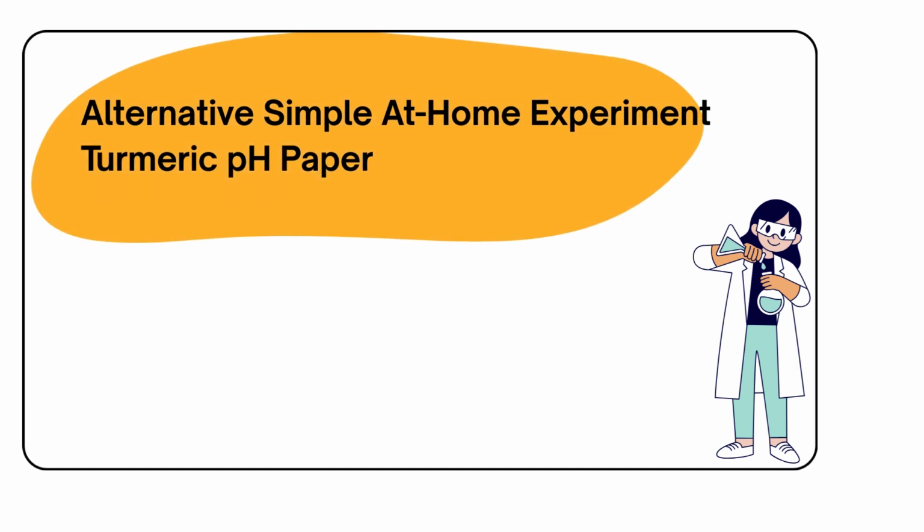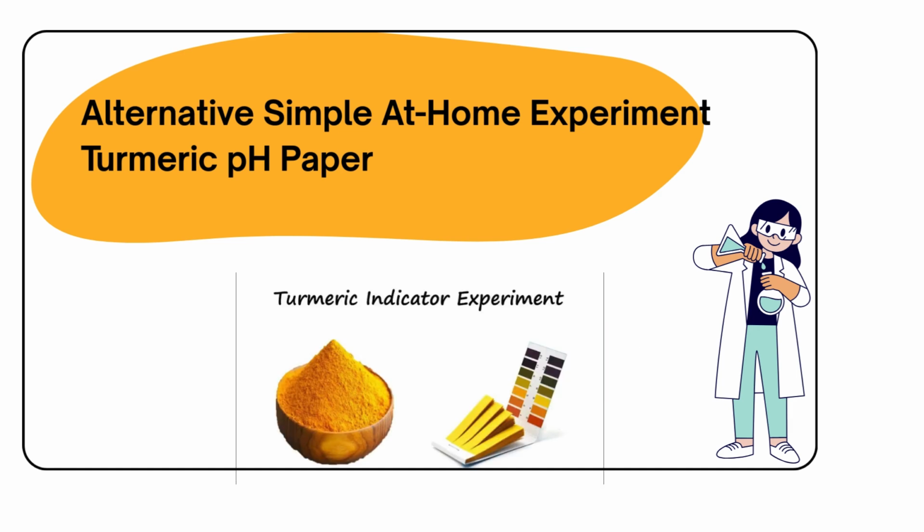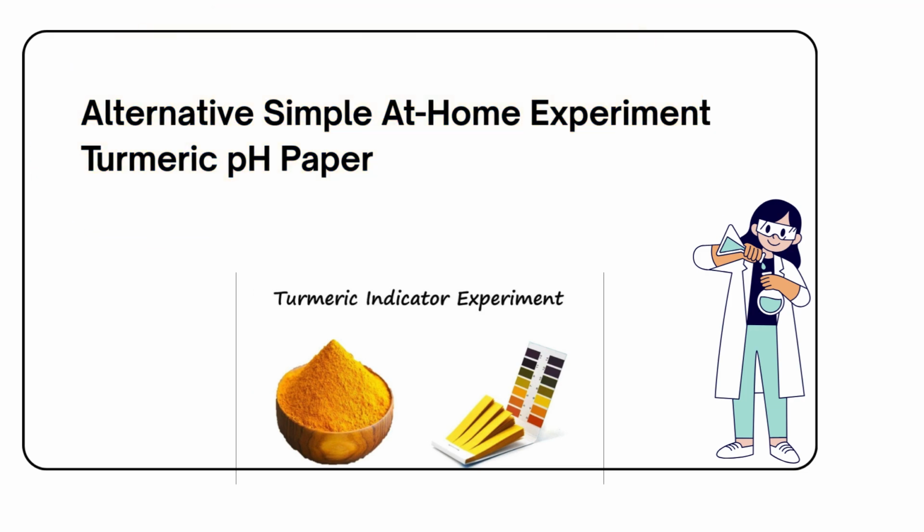Alternative simple at-home experiment, turmeric pH paper. Try it yourself. This experiment demonstrates how turmeric acts as a natural pH indicator, changing color when mixed with something basic, like soap or baking soda.